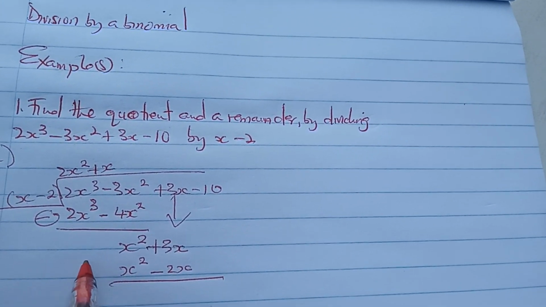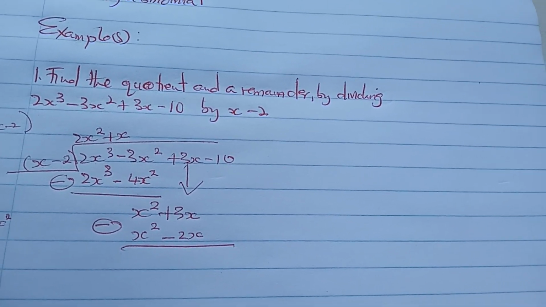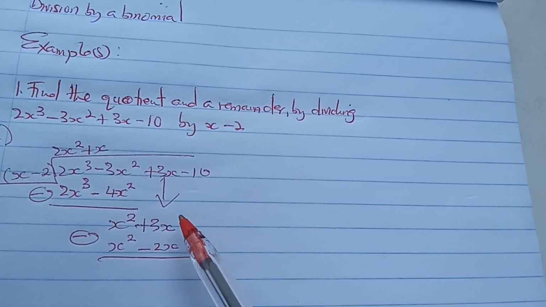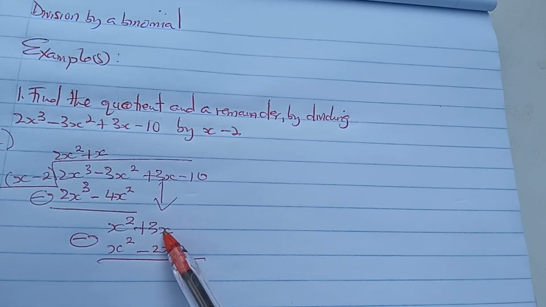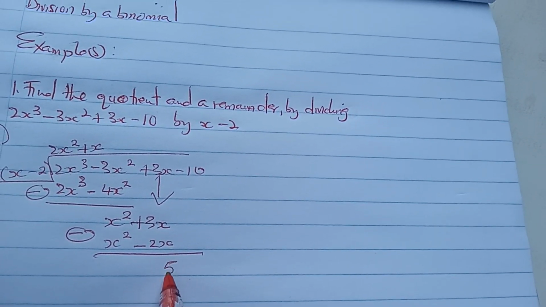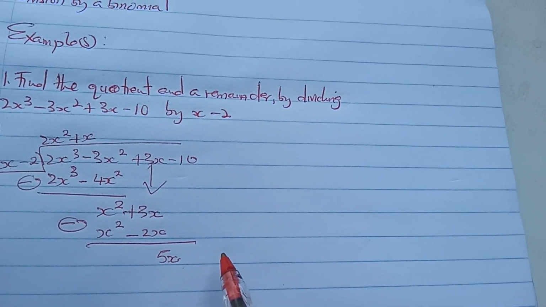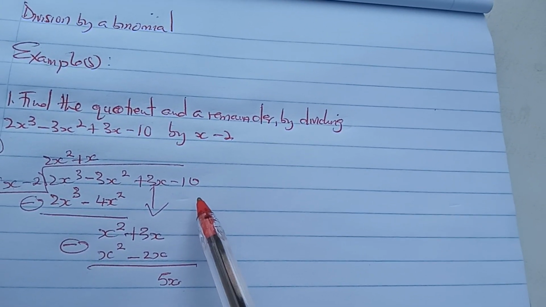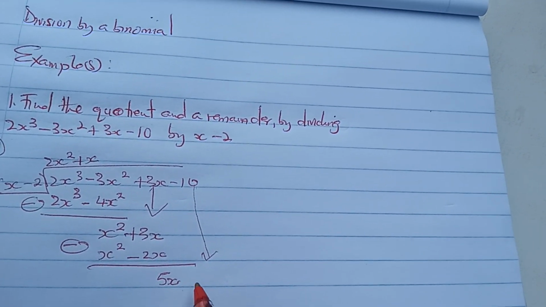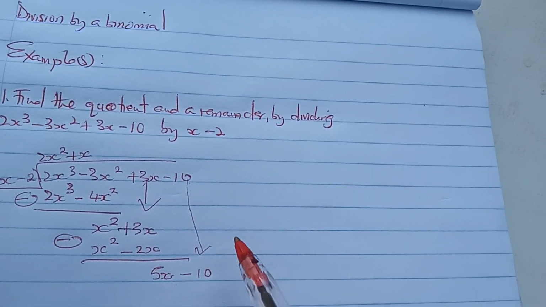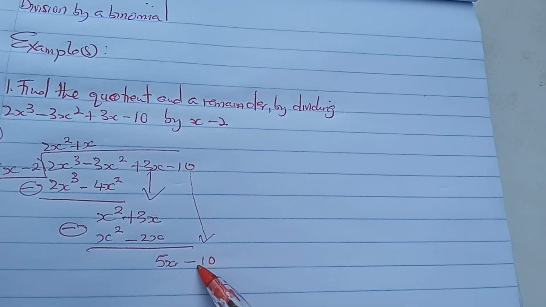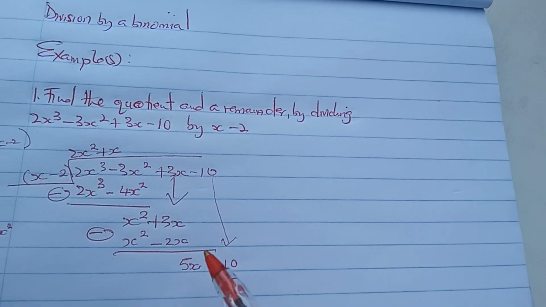We put a division line and then subtract the terms. Now x to the power of 2 minus x to the power of 2, we know it's a 0. So we move on to this one. 3x minus negative 2x, the answer is 5x. Now when we are done, we now bring the following term down here and then connect it to this term. So it's a negative 10. As I've said in the first place, you bring it down as it is here, and connect it to this one.